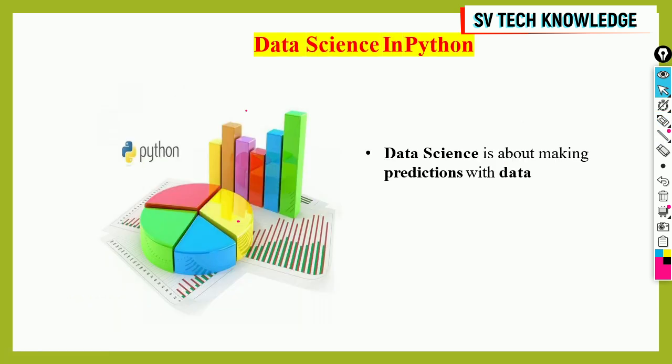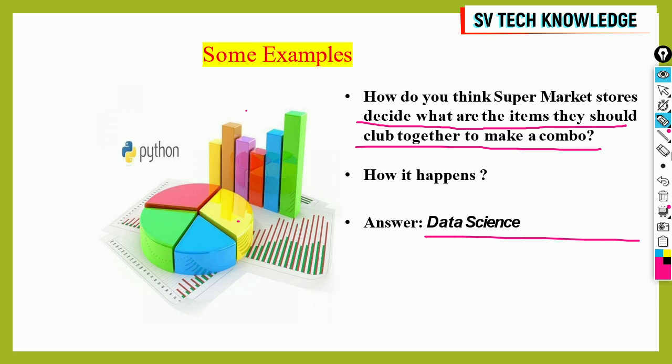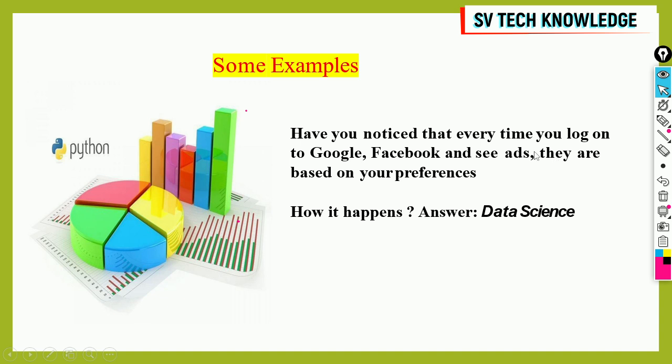Data science in Python. These all are applications I am saying. Data science is about making predictions with data. For suppose we take a supermarket. They decide what items they should club together and make a combination. If we go to any supermarket, we will see offers like that. Combo offers, all these will be done with data science, or we call it data analytics. All this will be done by Python.